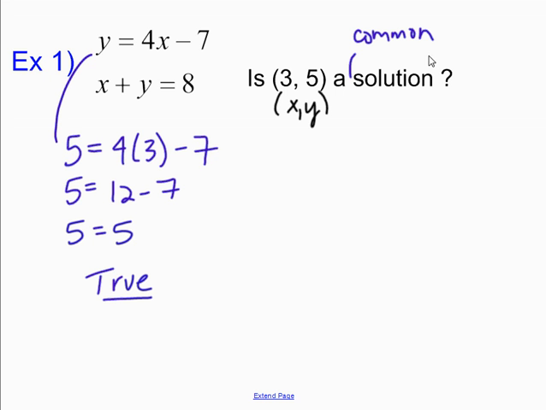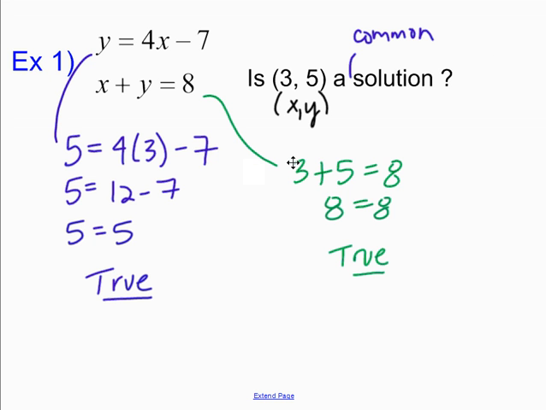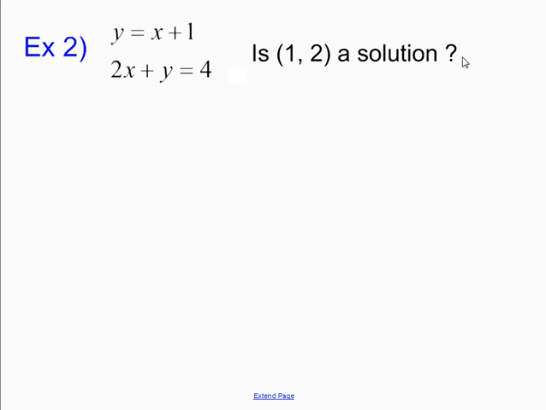Now remember, in order to be a solution to the system, it has to be for both. So let's check the other one. And using order of operations, we see that that is true as well. And because both sides are true, yes, it is a common solution. It is considered a solution to the system. Let's practice this a couple more times.